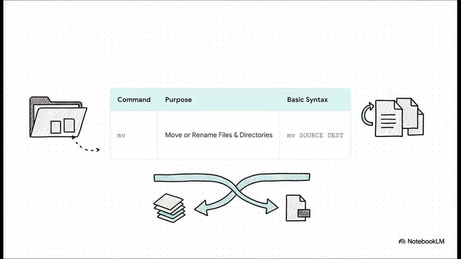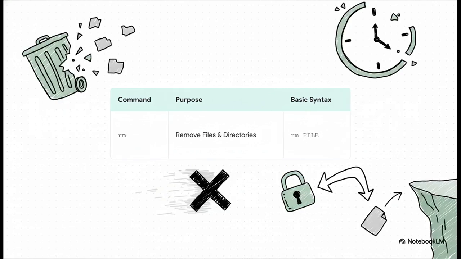Next is MV, and this one's kind of cool because it wears two different hats. If your destination is a directory, it'll just move the file there. Simple enough. But if you give it a new file name in the same directory, it just renames the file. And here's a little pro tip for you. When you move a file on the same hard drive, it's instant, even for massive files. Why? Because it doesn't actually move any data. It just updates a little pointer to its new location. It's incredibly slick.